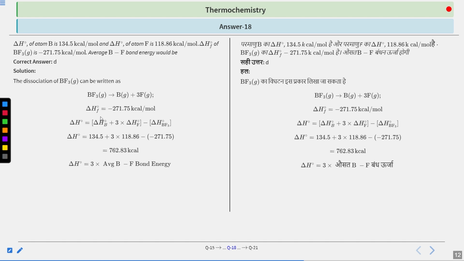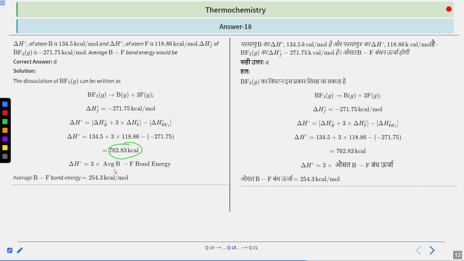So what we will do? We will simply use this equation, which is 3 into average bond energy, and therefore your average bond energy will be the division of this by 3. So if you divide it, very simple, 3 to just 6, 3 5 just 15, 3 4 just 12, 3 3 just 9. Okay, so this is approximated up to 1 decimal place, and that will give you 254.3 kilocalorie per mole as your correct answer. Okay, got it.